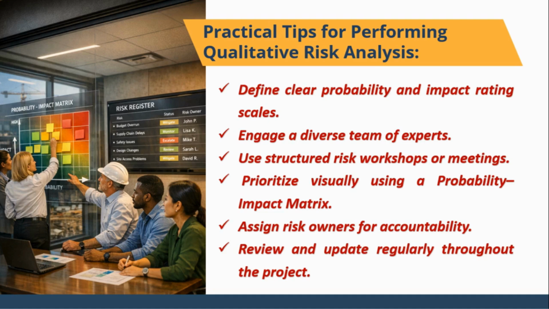Next, risks should be prioritized visually using a probability impact matrix. Visual tools make it easier to communicate risk severity to stakeholders and decision-makers. They also help quickly distinguish between risks that require immediate response planning and those that only require monitoring.